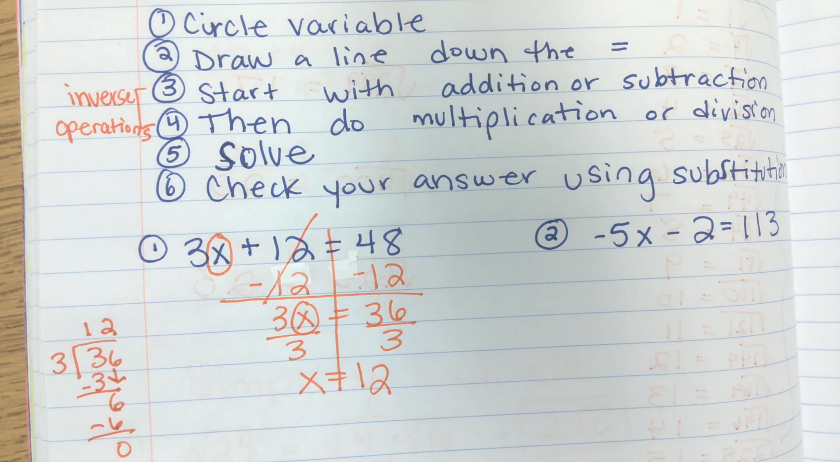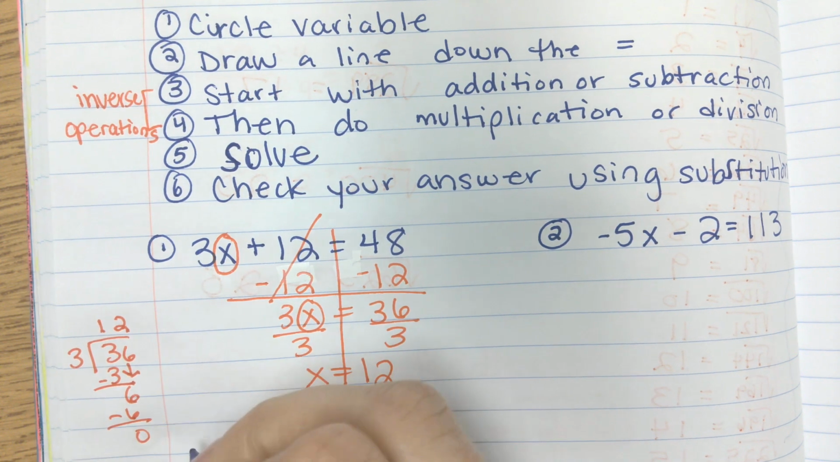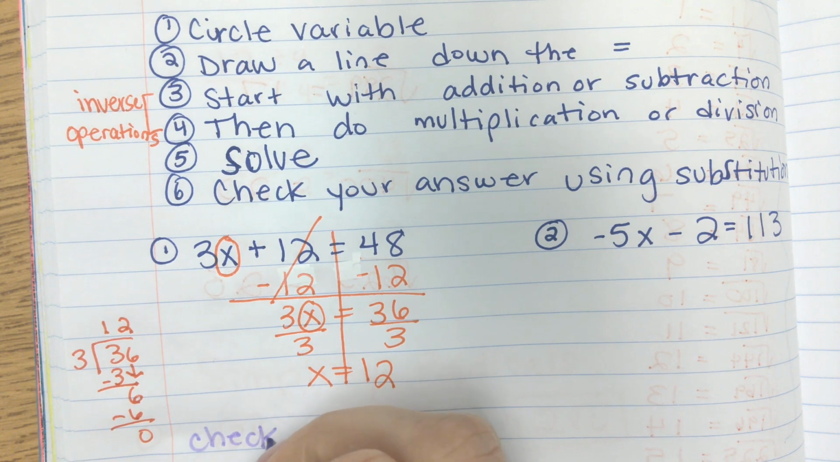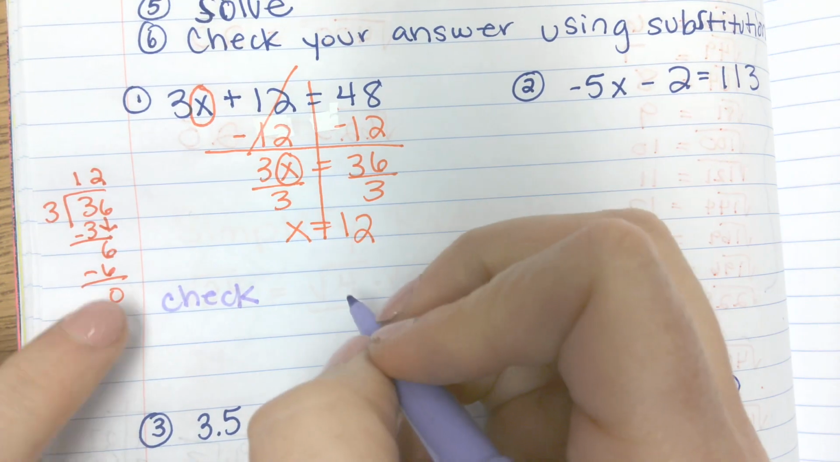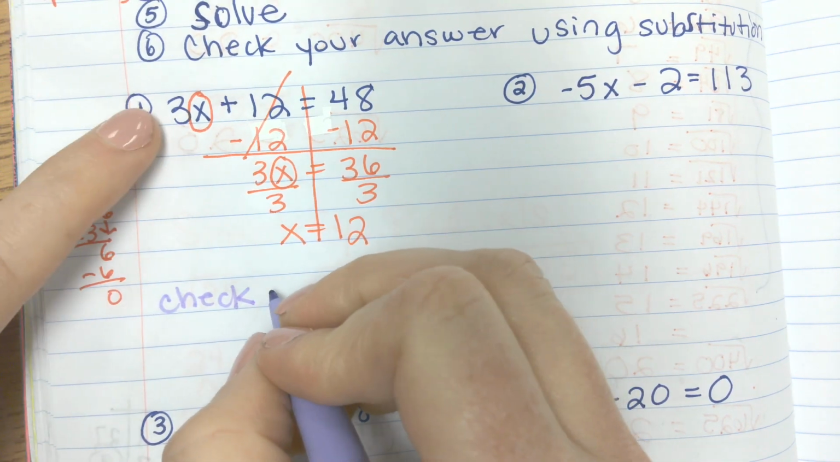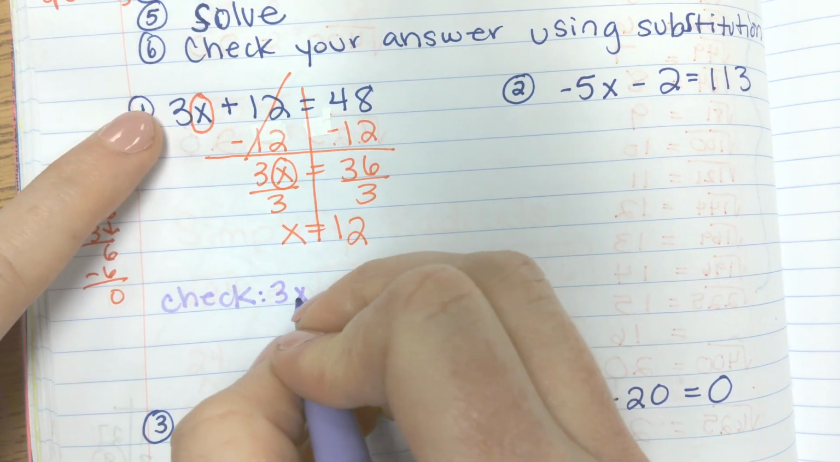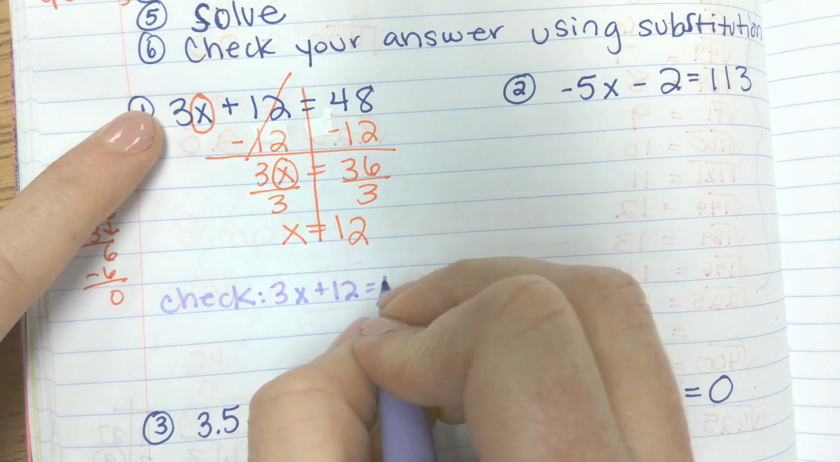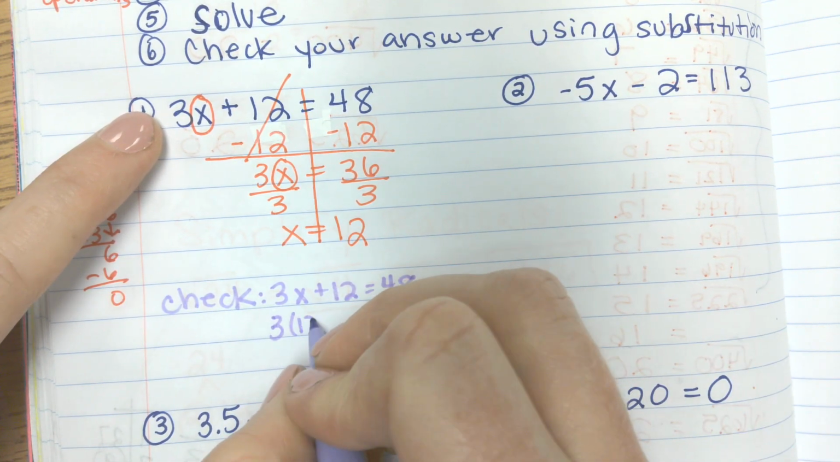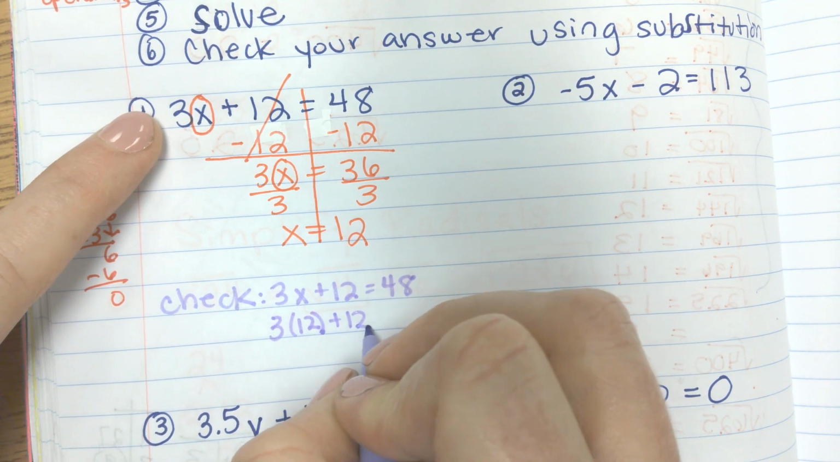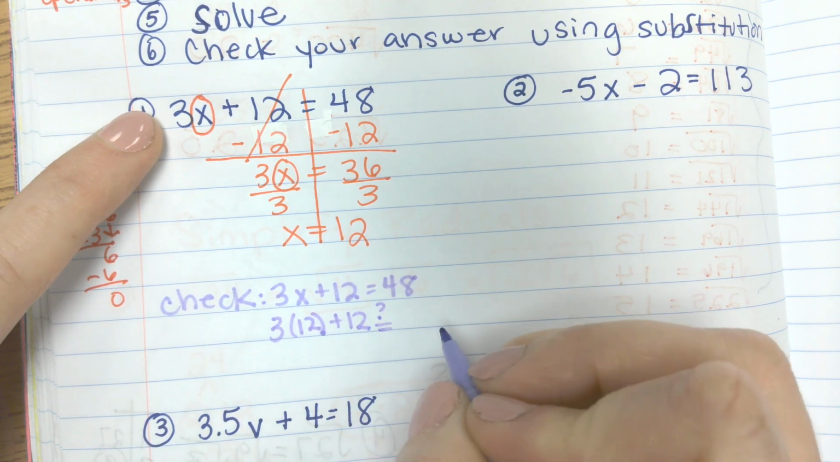Then I'm going to check my answer. To check my answer, I'm going to substitute in the value. So 3x plus 12 equals 48. So I'm going to do 3 times 12 plus 12, question mark, equal sign, 48.